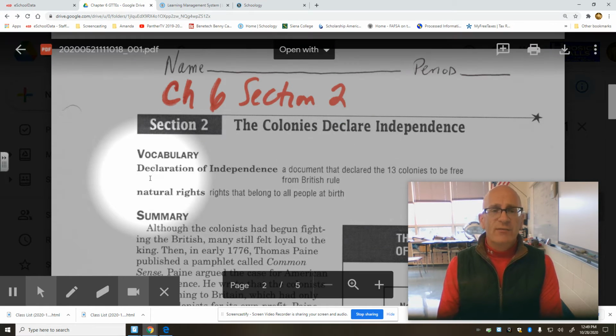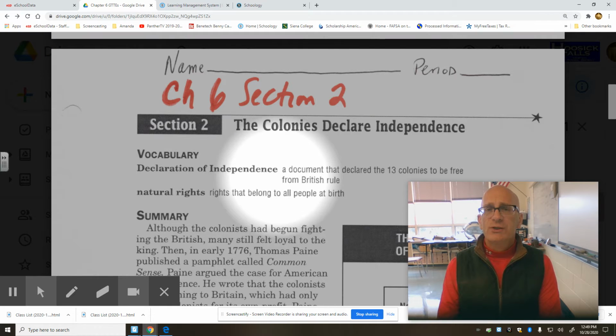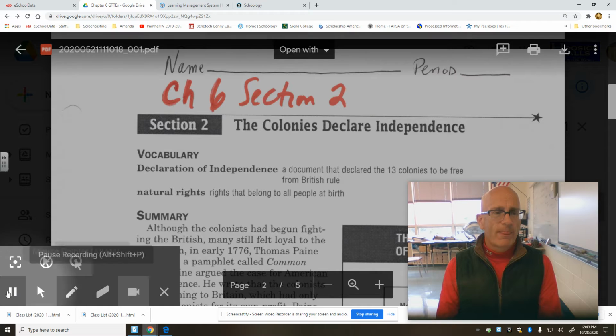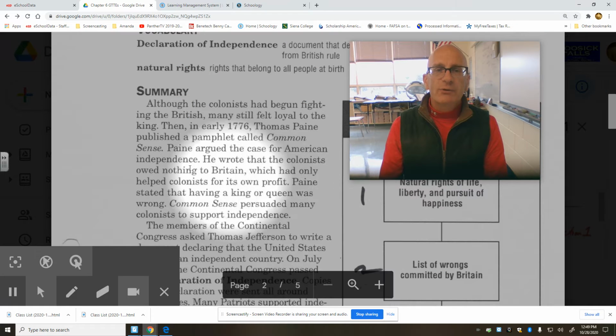The rest of the vocab deck can be found on your Quizlet page, and each week I tend to post your vocab terms on the Google Classroom site as well for students to access them there. Okay, getting right to our reading.